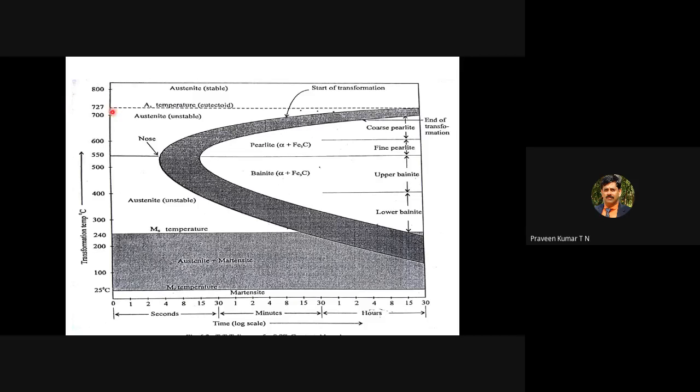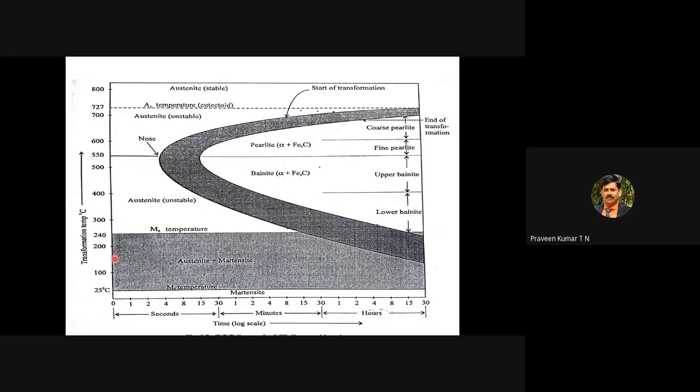We can see here we have one horizontal line. So it is austenite. Above 727 degrees Celsius, it is a stable austenite. If you keep the steel above 727 degrees Celsius, austenite will be stable. If you decrease the temperature, austenite will not be stable, and it will be unstable. There may be transformation from austenite to pearlite. So we can see here below 727 degrees Celsius, austenite is transformed to the pearlite. There is a nose part of this S curve or C curve. The temperature at this nose part of the curve is 550 degrees Celsius.